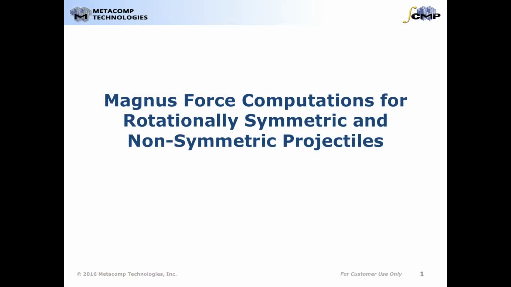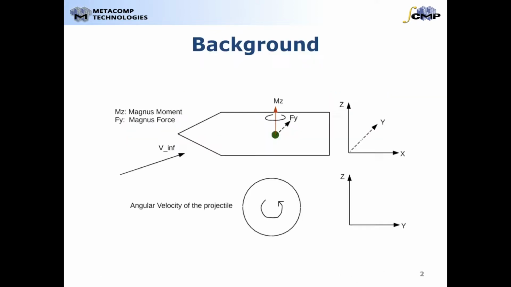Now I will go into some background and the problem definition for this example case. A projectile traveling in a fluid experiences forces and moments, most commonly lift, drag, and pitching moment. In addition to these, if the projectile is spinning, a lateral force and a yaw moment also act on the projectile. Due to its spinning motion, the projectile accelerates the fluid on one side and decelerates the fluid on the opposite side. This results in a pressure difference in the laterally opposite sides of the projectile, which ultimately results in a lateral force and a yaw moment, which are known as the Magnus force and Magnus moment respectively.